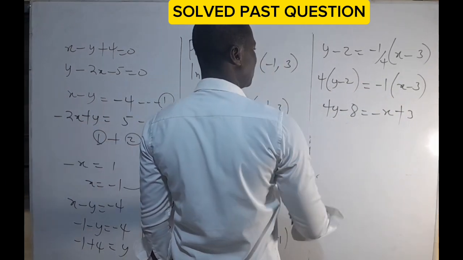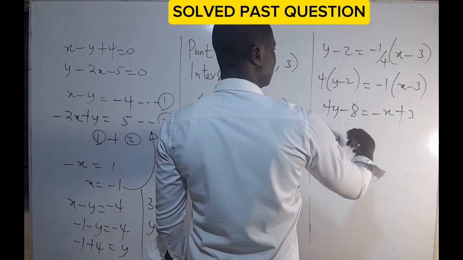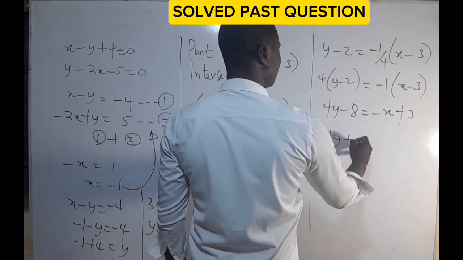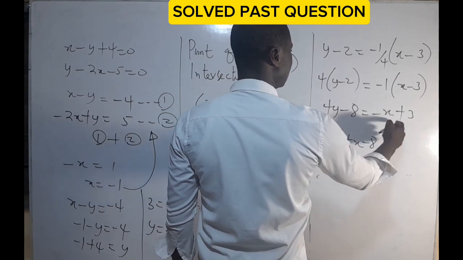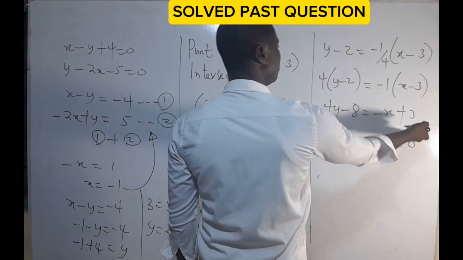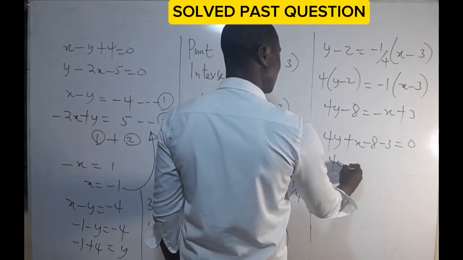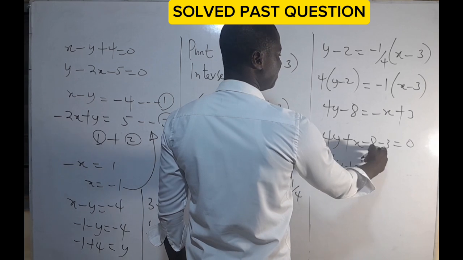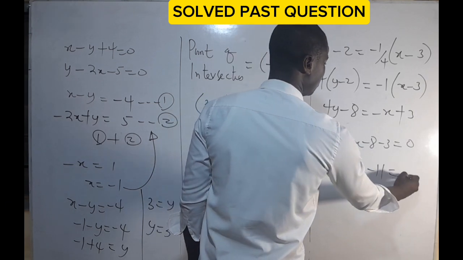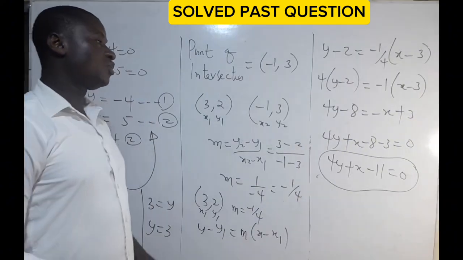So we can simplify all this by bringing every term to the left hand side. We have 4y here. The minus x will be plus x on the left. Already we have minus 8 here. Plus 3 will be minus 3 on the left hand side. Is equal to 0 because we have moved all the terms to the left hand side. So we are going to have 4y plus x minus 8 minus 3 will give us minus 11, and this is equal to 0. So this will be the equation of that particular line.